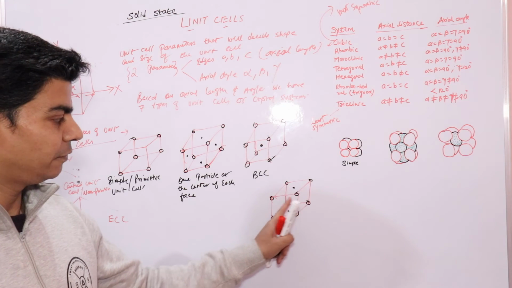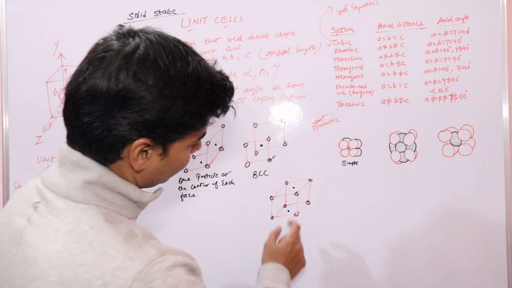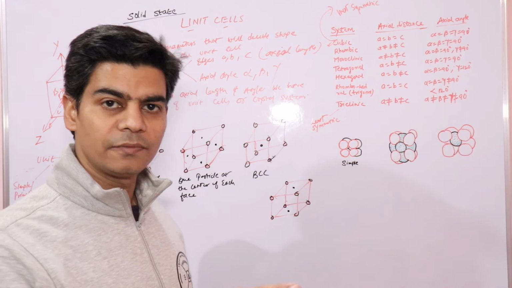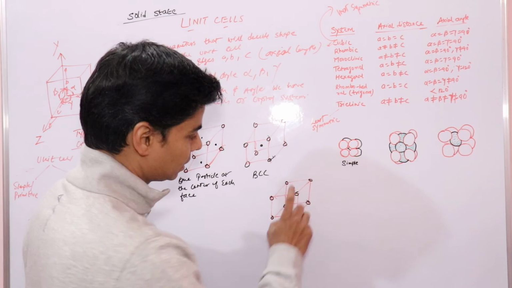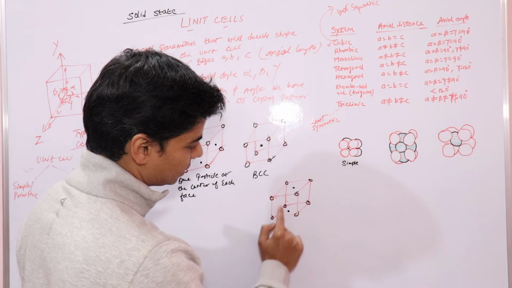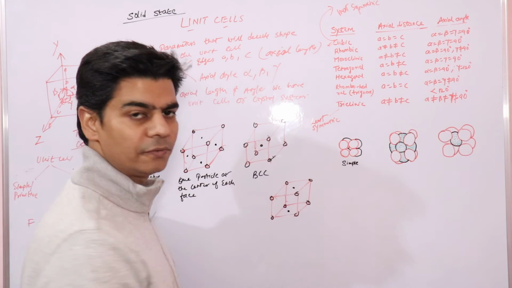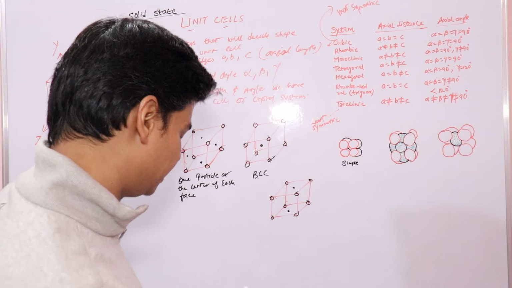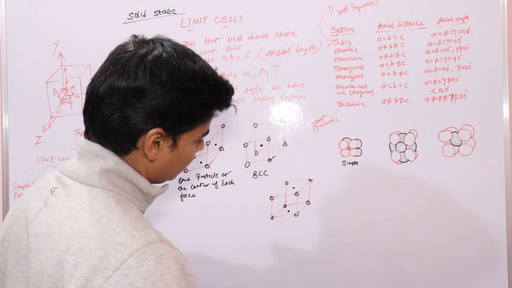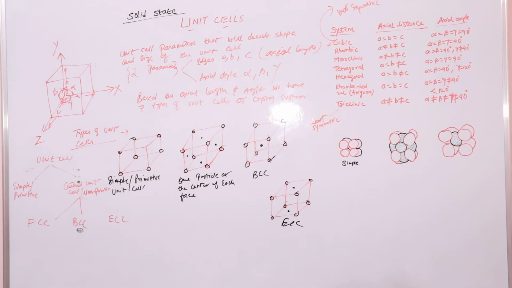These are also the opposite faces, right? But it doesn't say that particles are at the center of all the opposite faces. It's just one pair of opposite faces. These two are opposite faces, right? So constituent particles would be present at the opposite faces. This is your edge centered unit cell, right? Edge centered unit cell. So this is it.